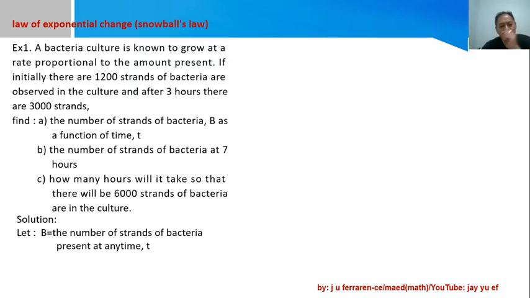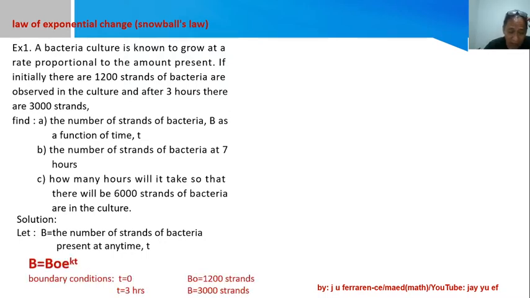We let B be the number of strands of the bacteria present at any time t. By formula, this is supposed to be Q, but since we are given B as my variable for the bacteria population in terms of the number of strands, I'm now changing my formula to B equal to B sub 0 exponential K times t.